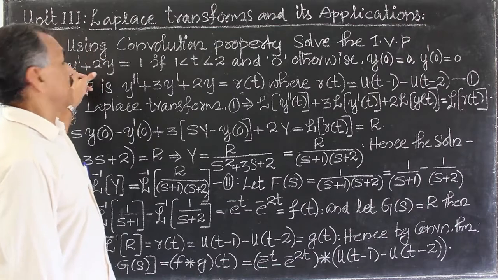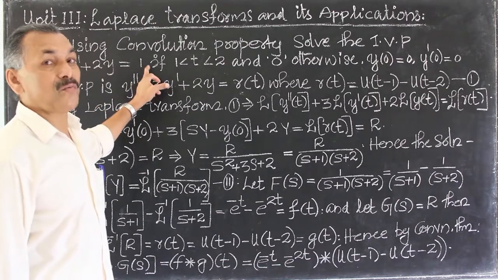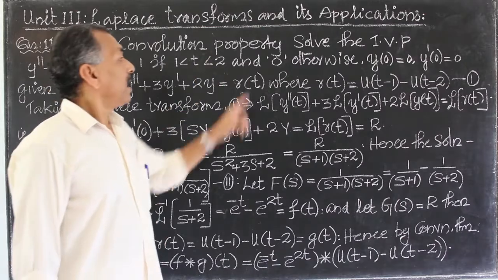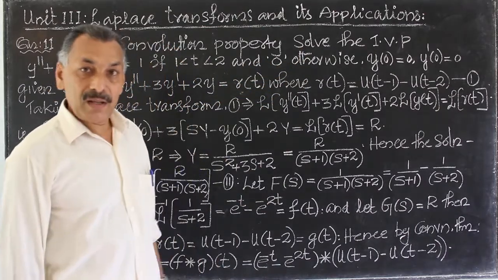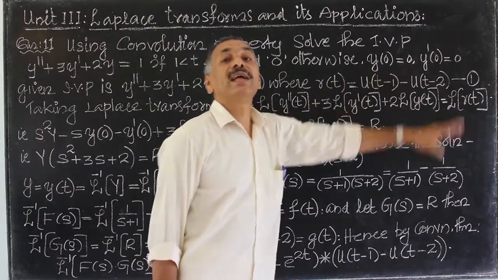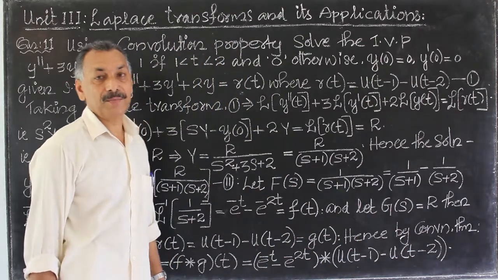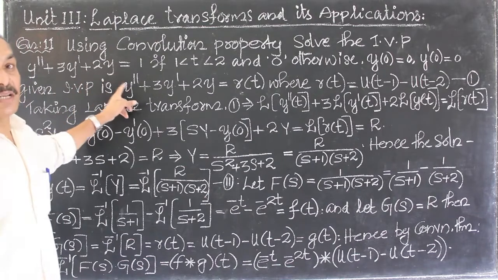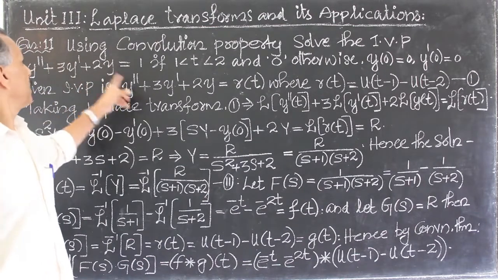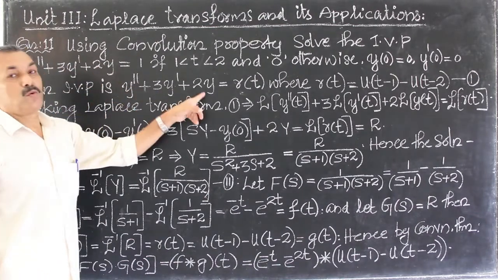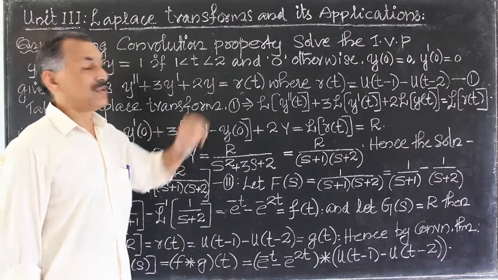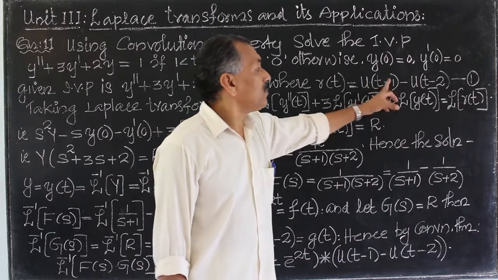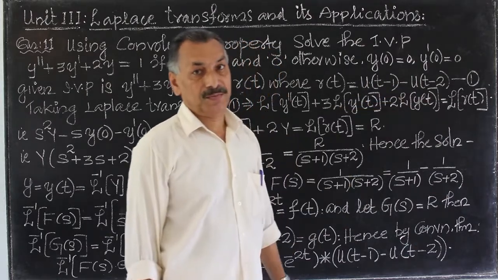That is y double dash plus 3y dash plus 2y is equal to r of t, where r of t is equal to 1 if 1 less than t less than 2 and equal to 0 otherwise. Then initial condition y of 0 is equal to 0, y dash 0 is equal to 0. So it's very important. That is, the given differential equation or the initial value problem is y double dash plus 3y dash plus 2y is equal to right hand side r of t, where r of t is equal to u of t minus 1 minus u of t minus 2.